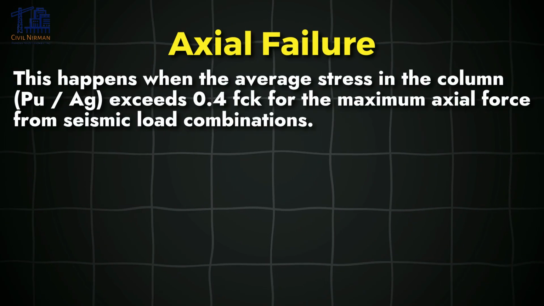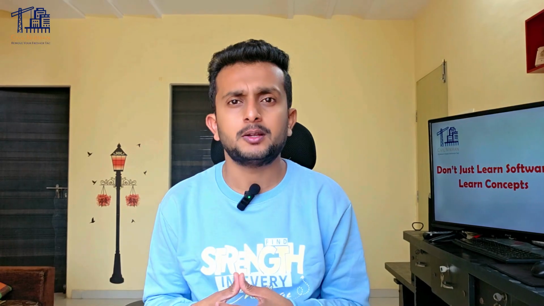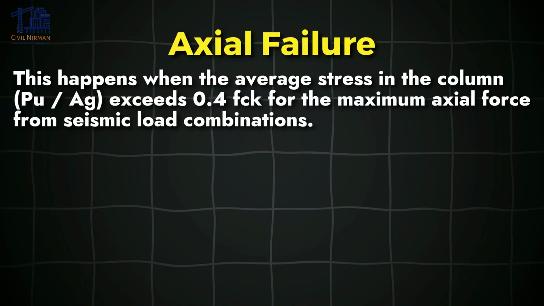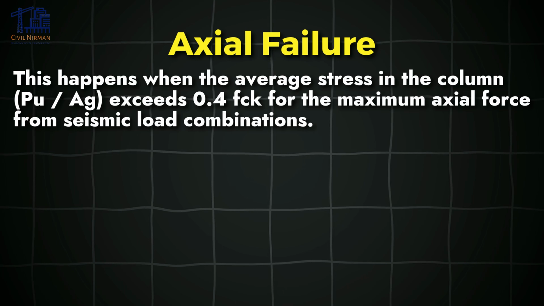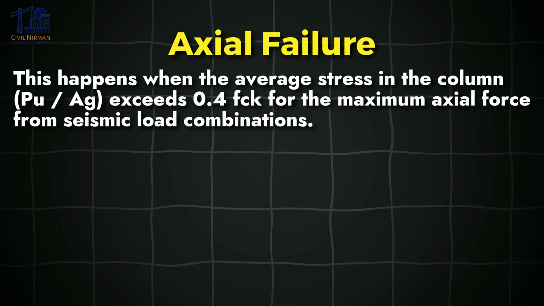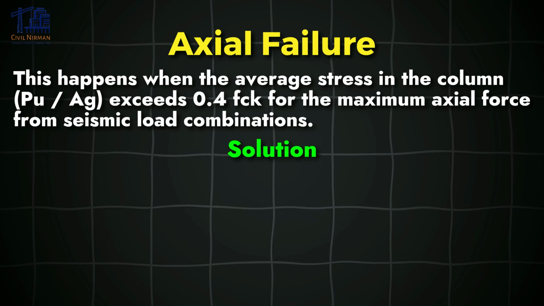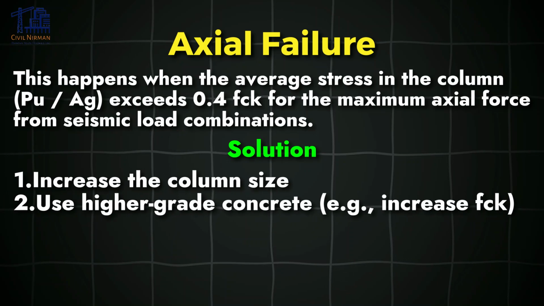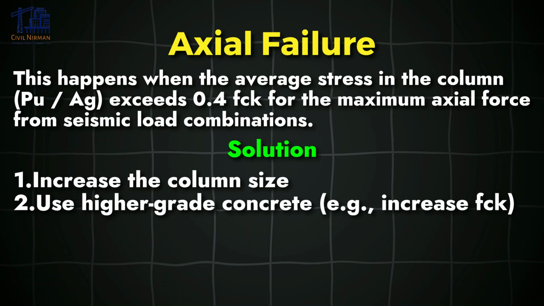This appears when the average stress in the column, that is your Pu upon Ag, exceeds 0.4 fck for the maximum axial force from the seismic load combinations. Now what can you do for this? Here is the solution: either you can increase the column size or use a higher grade of concrete.